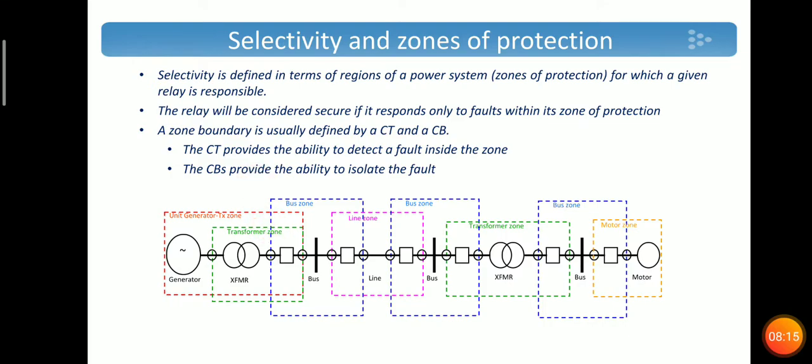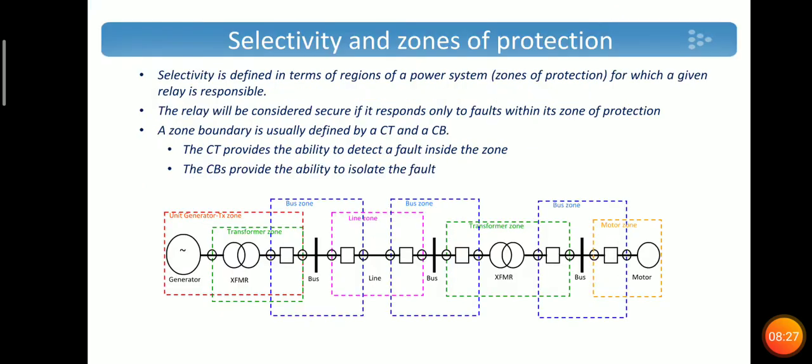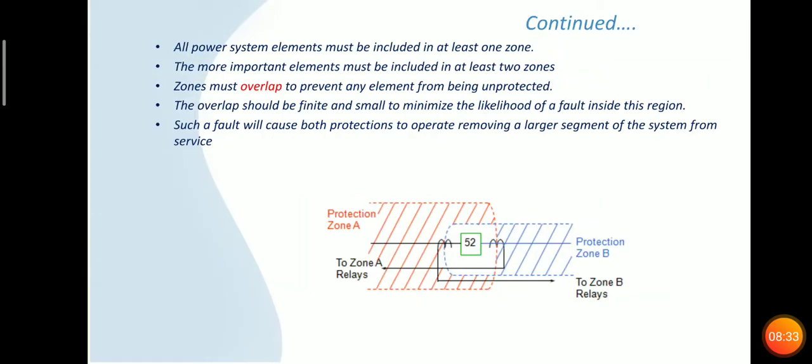Usually these zones will be overlapped, so that all the elements are included in some protective zone. Here we can see two zones overlapped. Here also we can see the transformer zone and bus zones overlapped. So the same relay will work for both zones at the overlapped region. The overlapped region should be small. Otherwise, a large part of the system will be isolated during a fault in that overlapping zone, because two relays will operate.